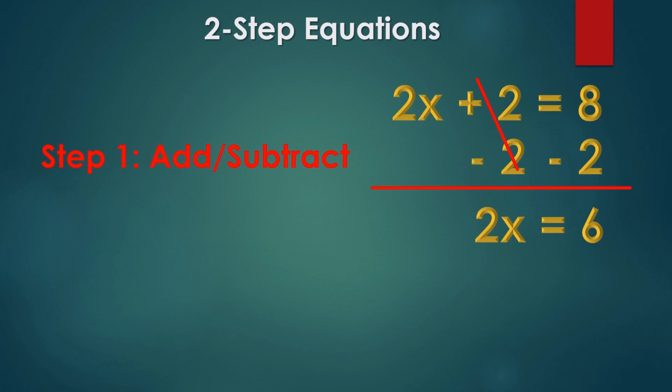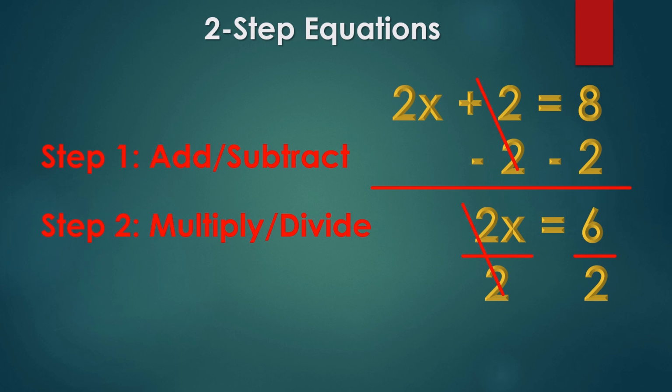So that leaves us with 2x on the left side and 6 on the right side, because 8 minus 2 is 6. Now we've reduced it to a one-step equation. So our last step is to multiply or divide. Now we're multiplying or dividing by the coefficient. That's the number in front of the variable. So in this case, again, it's 2. We're going to divide by 2 on the left side and on the right side. And 2 divided by 2 is really just 1.